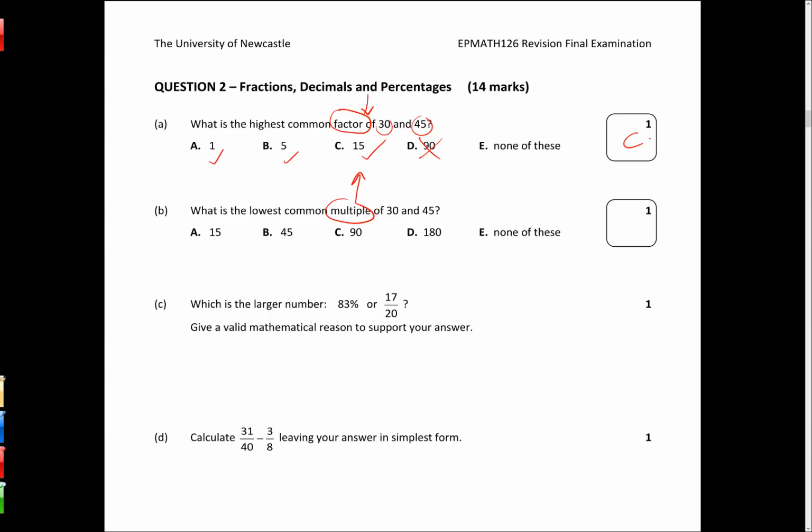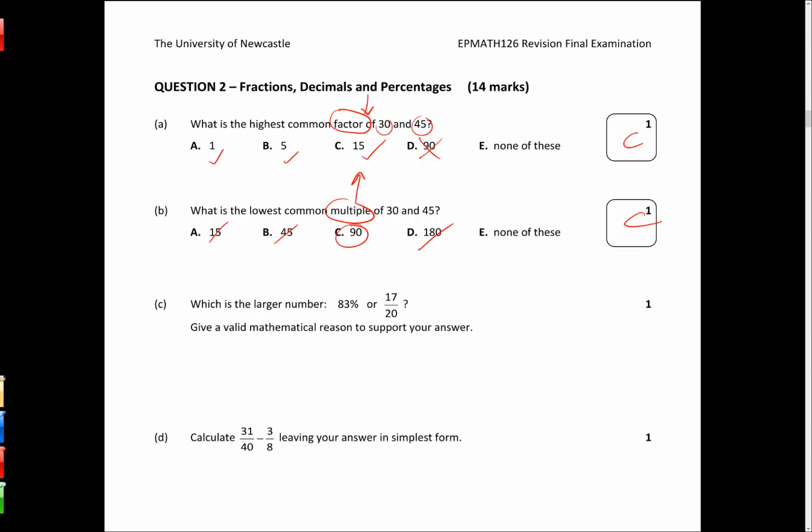The lowest common multiple of 30 and 45, well, we just answered that, I think. We know they're not factors. It's not 15. 45's not a multiple of 30. 90 is a multiple of 30. 90 is a multiple of 45. 3 30s is 90. Yeah, that's awesome. 90 is the perfect answer. 180 is a multiple, but it's not the lowest one. It's C all the way.